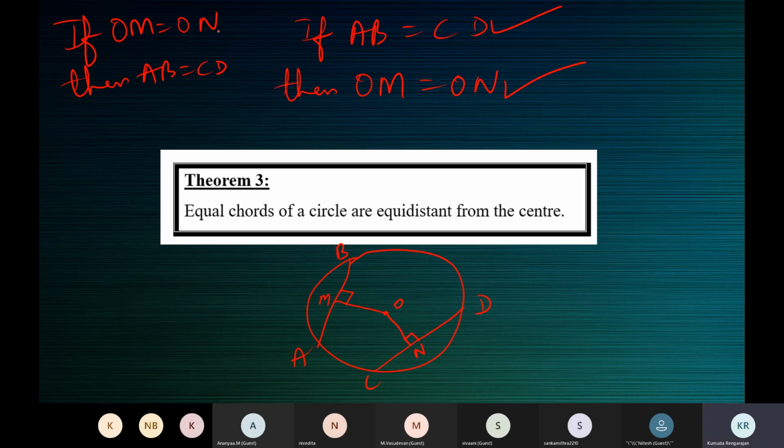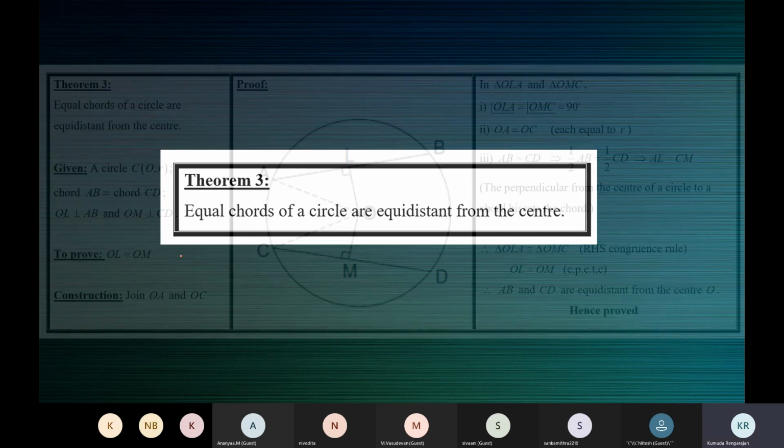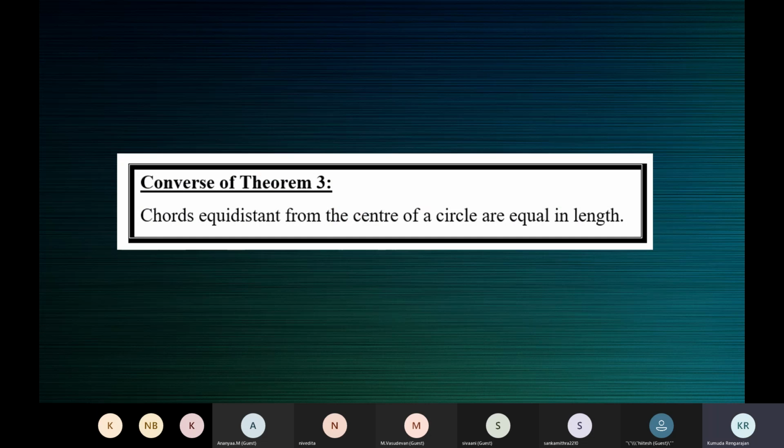This is the converse. If the perpendicular distances of the two chords from the center are equal, then the chords are equal in length. So equal chords are equidistant from the center. Chords equidistant from the center of a circle are equal in length. So like this, we have three theorems and their converses.